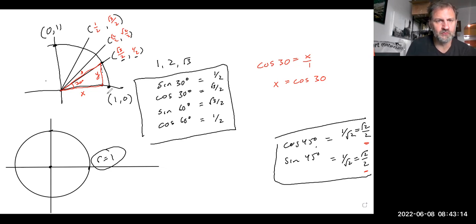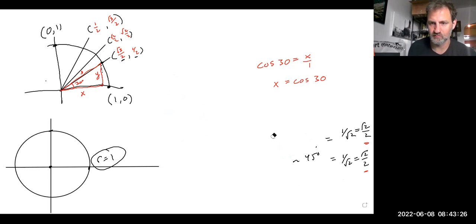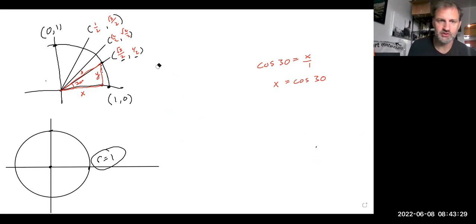Now, once you've built the first quadrant, all of the other quadrants can be constructed through reflection. What do I mean by that? Well, let me get rid of this. I'll just do the second quadrant, and then you can work out the rest for yourself.